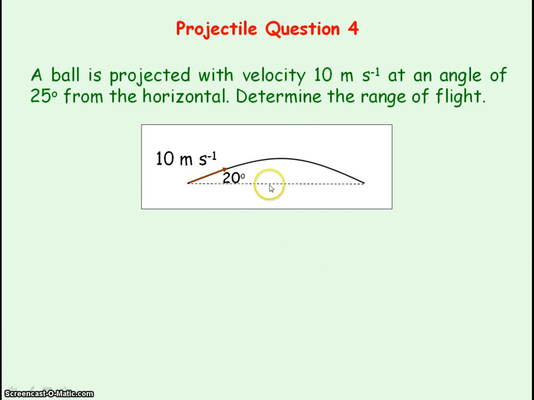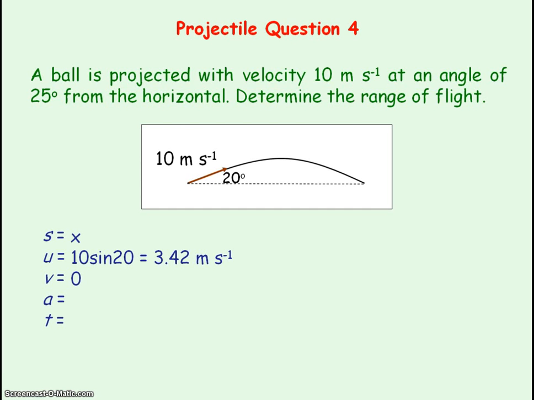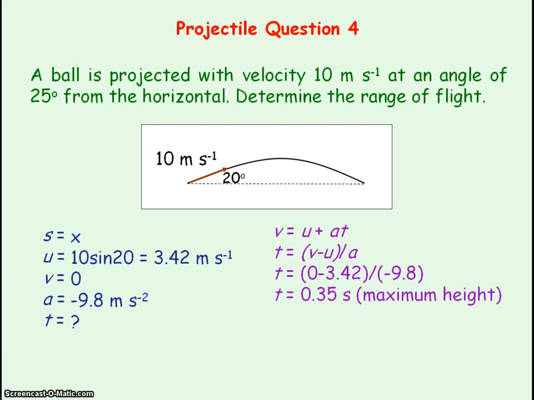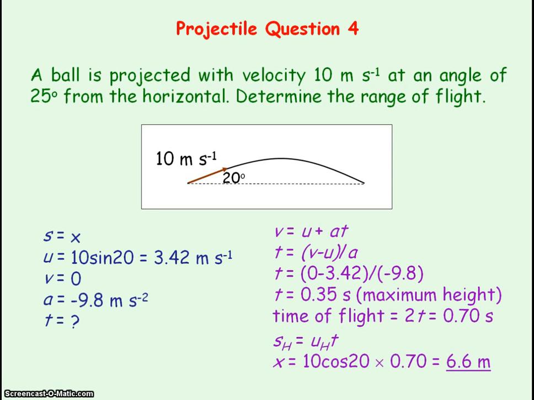Alternatively, you could determine the time it takes to reach maximum height. So at maximum height, the final velocity will be 0 in the vertical direction. So we'd use the equation v equals u plus at to determine the time it takes for the ball to reach maximum height. And then the time of flight will be double this value, assuming a symmetrical path. And then again, we use the equation of constant velocity, horizontal motion, to determine the range of flight.